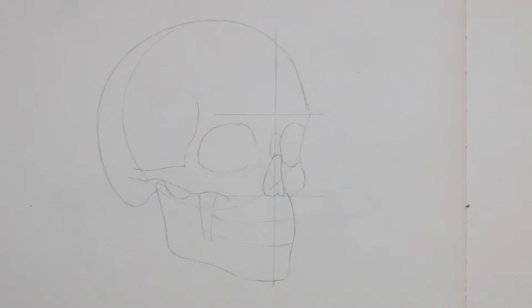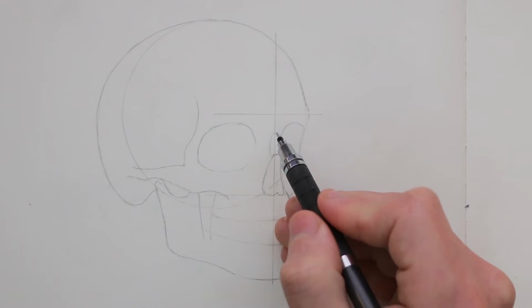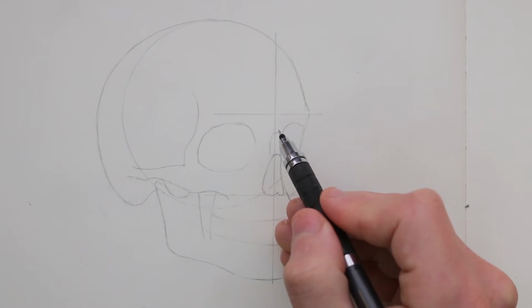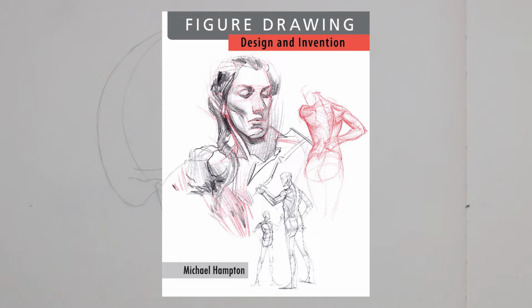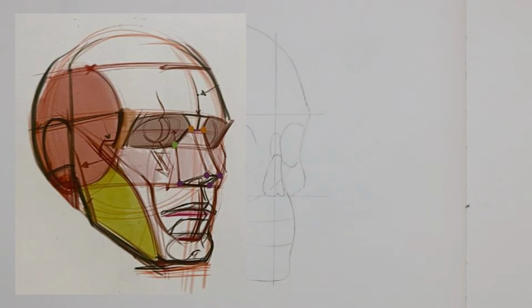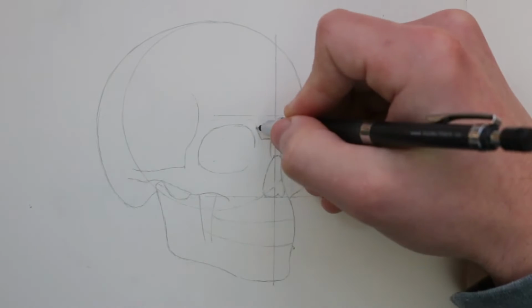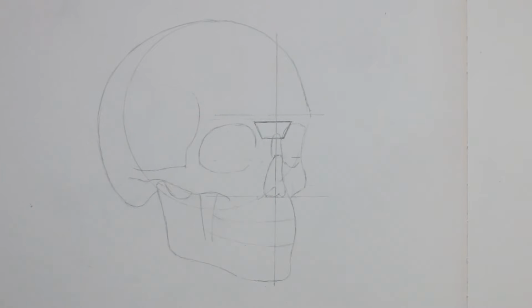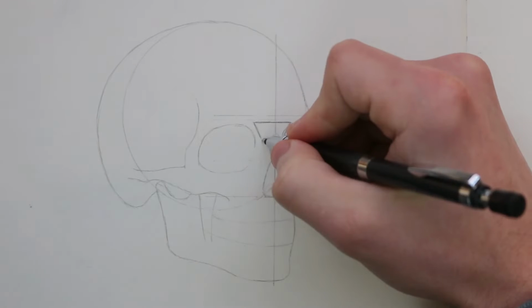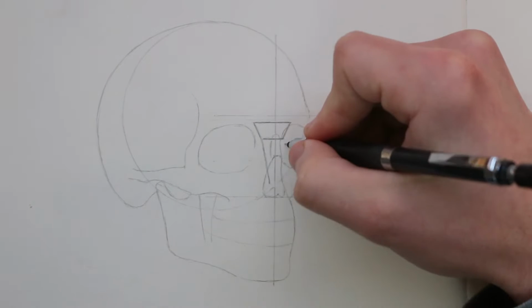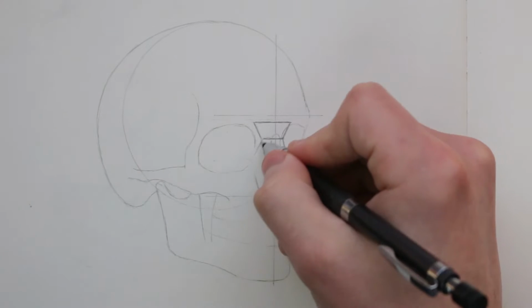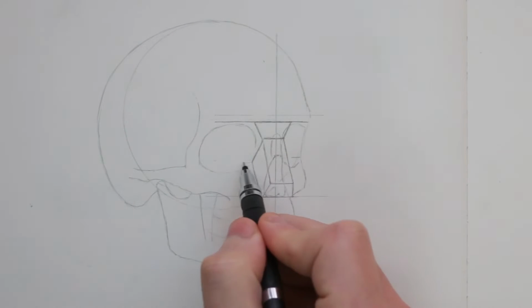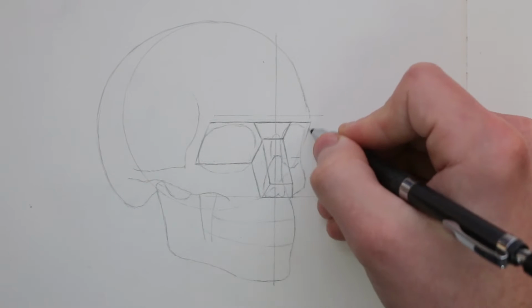Now, between the eye sockets here, there is an area of bone called the glabella. This is a trapezoid shape and is something that I discovered when looking through Michael Hampton's book, Figure Drawing, Design and Invention. He refers to this as the keystone, and it's useful to know about this because it creates a flat plane between the receding planes for the eye sockets. From the bottom of this, a tapered plane for the front of the nose extends down and the shape of the nose is blocked out like so. I'll also add the planes which recede into the skull for the eye sockets.